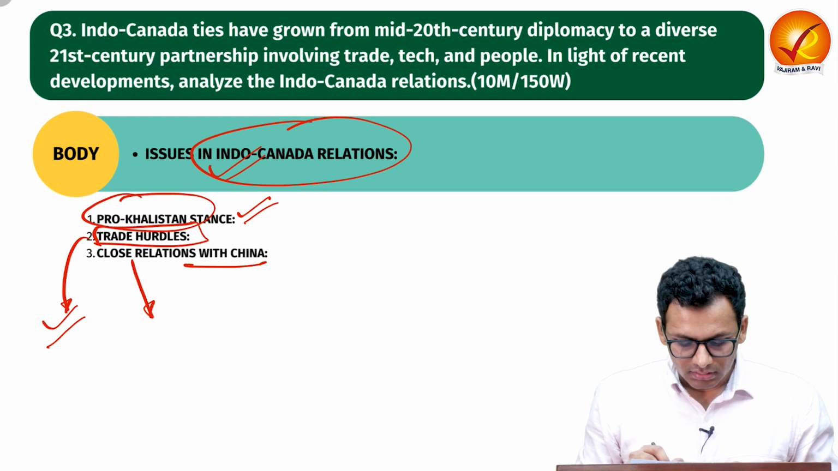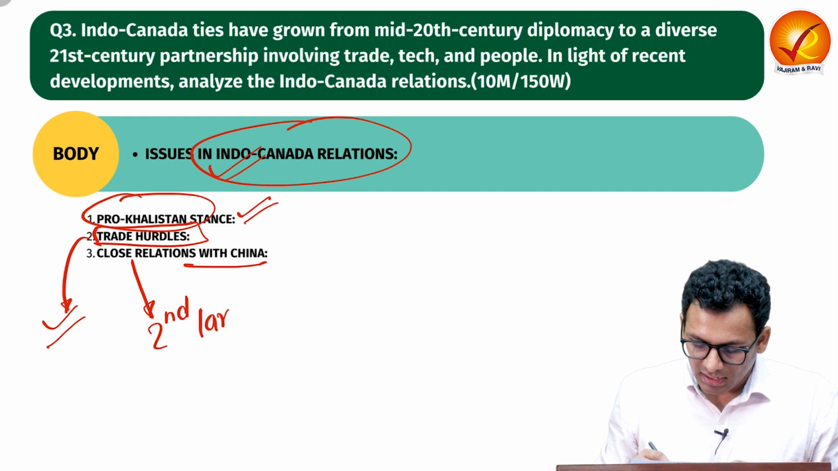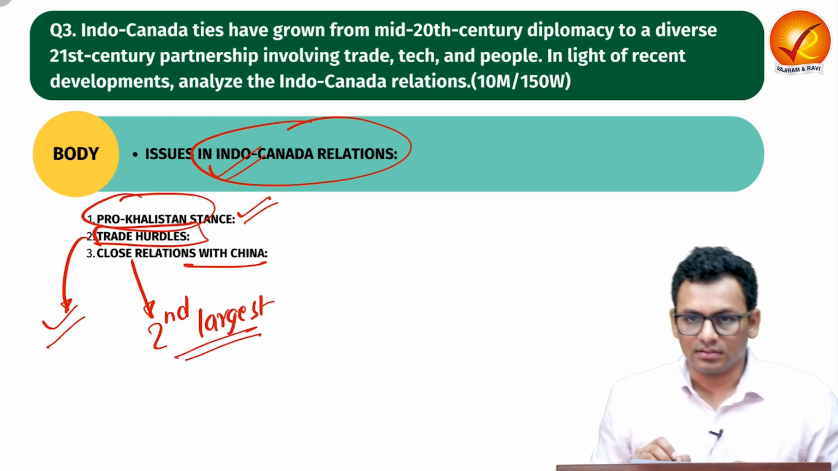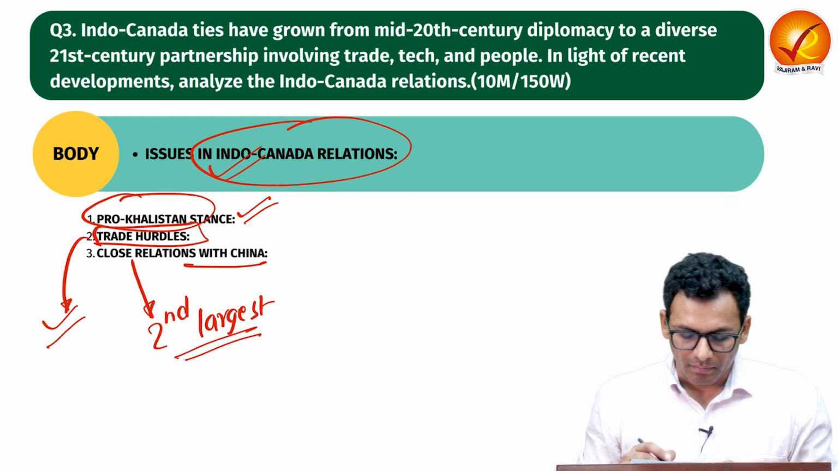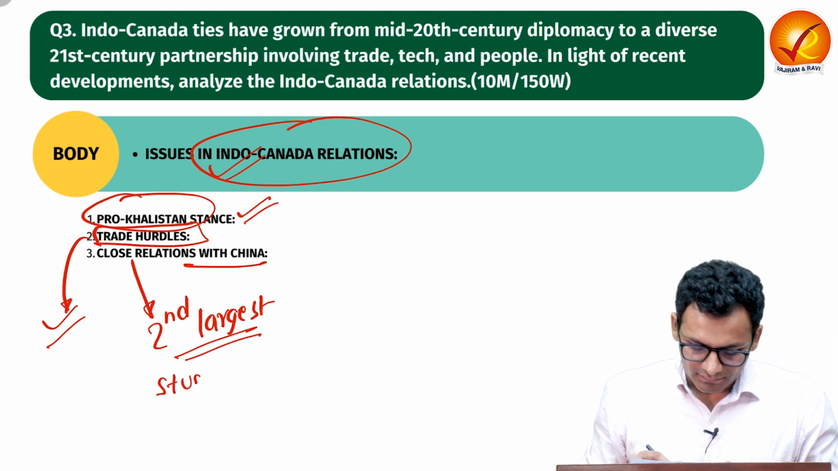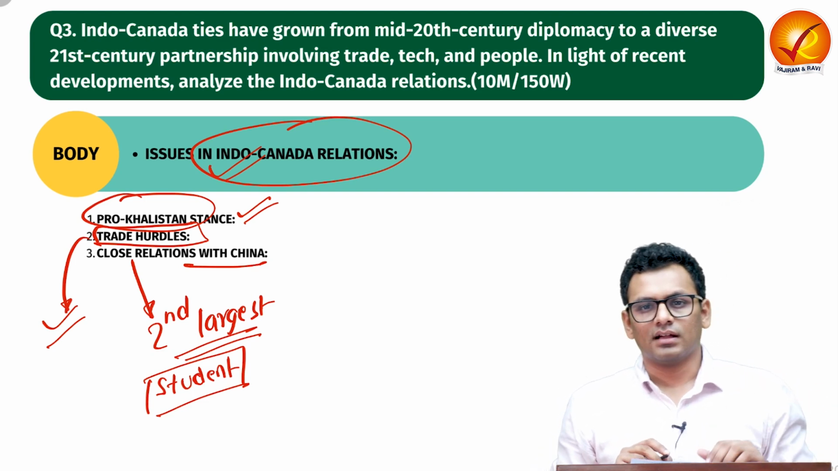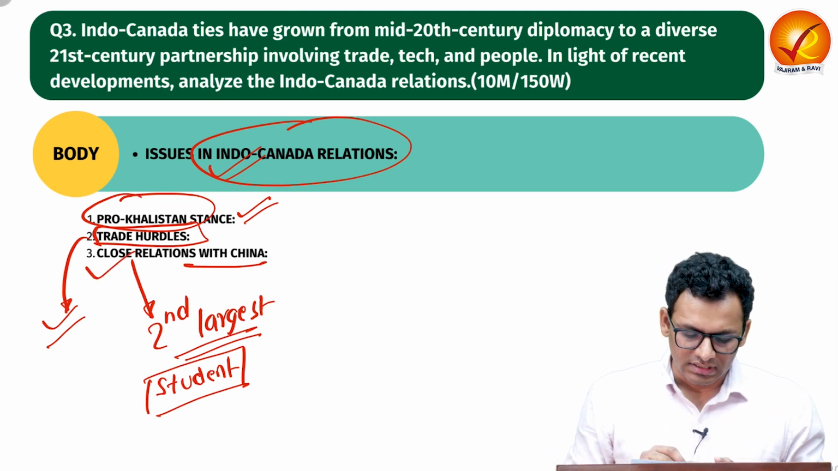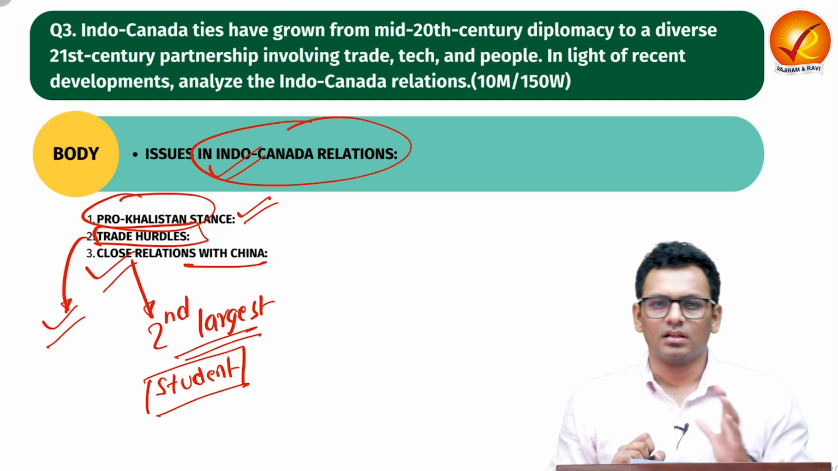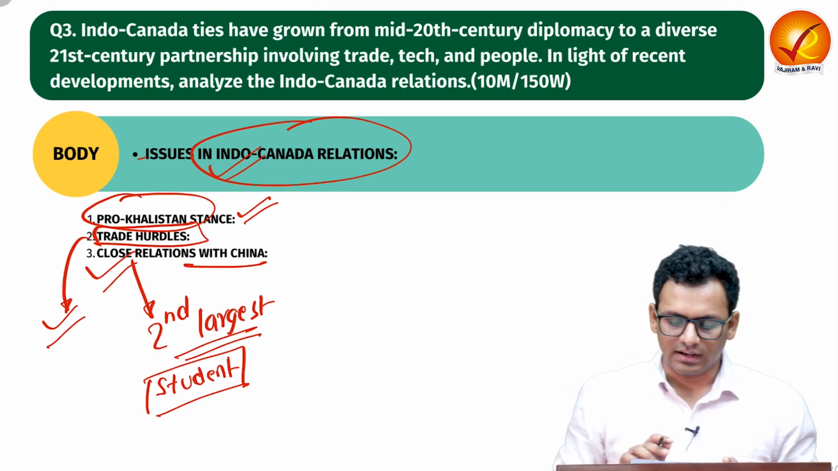Then the third point is about close relationship with China. China is Canada's second largest trading partner. So that definitely changes its equation with India. Apart from that, there is also a high amount of student exchange. There are lots of Chinese students studying in Canada, so that also definitely gives them a certain kind of influence. So close relationship with China also impacts the Indo-Canada relationship. So these are the challenges that you can write in issues in the Indo-Canada relationship.